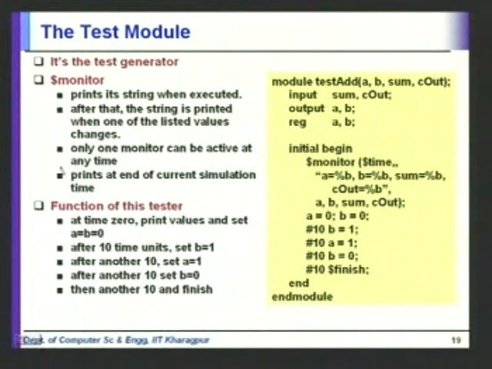Only one monitor can be active at any time, and it prints at the end of current simulation time. Now there's an important thing here: when does the monitor sample those values? That is also going to be important. I mean, at the beginning of the cycle or the end of the cycle.